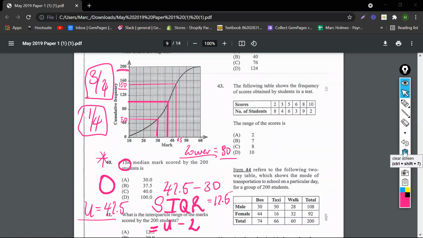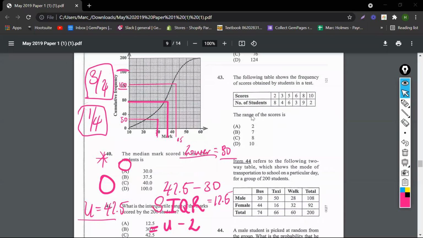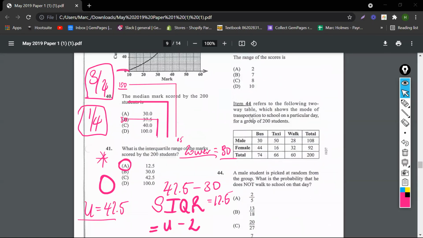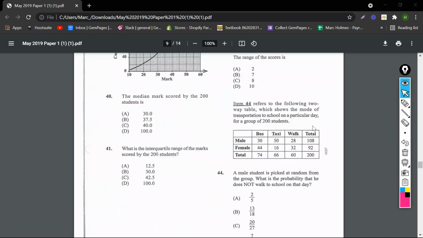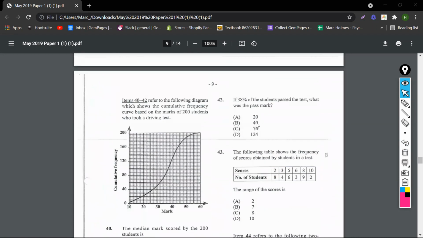So we're good with this one. Number 41 is A. The answer is A. So let's move on. Let's look at number 42 now. Number 42 says 38% of students pass the test. What was the pass mark? So 38 over 100 pass the test. What is the pass mark?